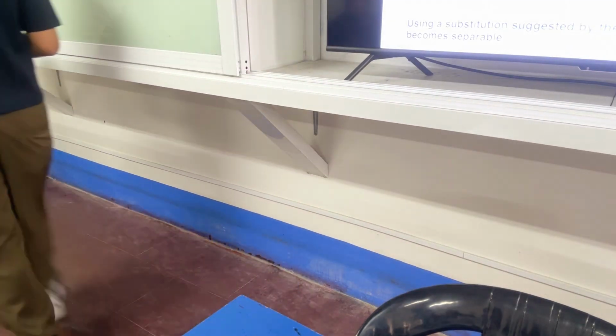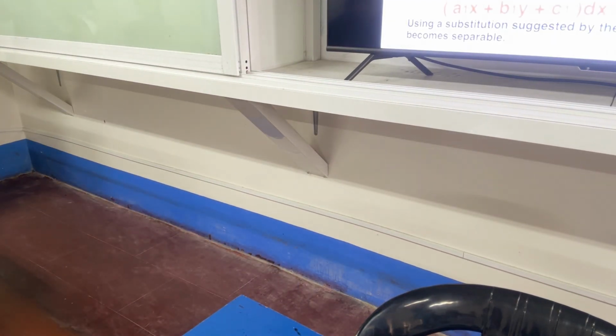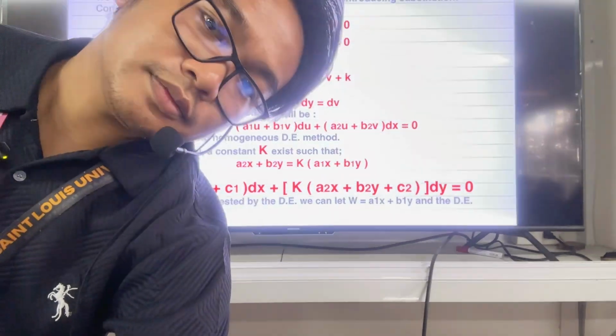In this example, you have (x minus 4y minus 9) dx plus (4x plus y minus 2) dy equals 0. As you can see, you have two linear equations. How are you going to deal with these two linear equations? This again is forming a coefficient linear in two variables. For now, try to solve for the values of x and y.